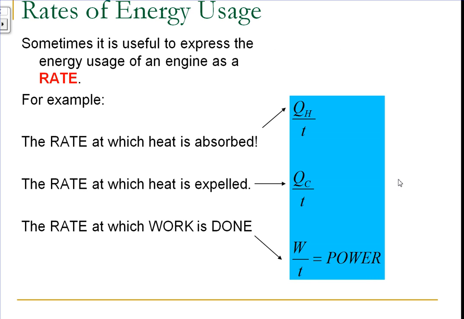The rate at which energy is used is another concept that is important. The rate at which heat is absorbed is QH divided by T, while the rate at which heat is expelled is QC divided by T, and the rate at which work is done is W divided by T, and of course W divided by T is power.